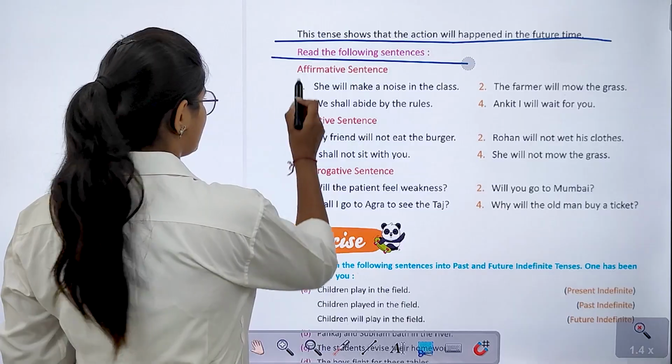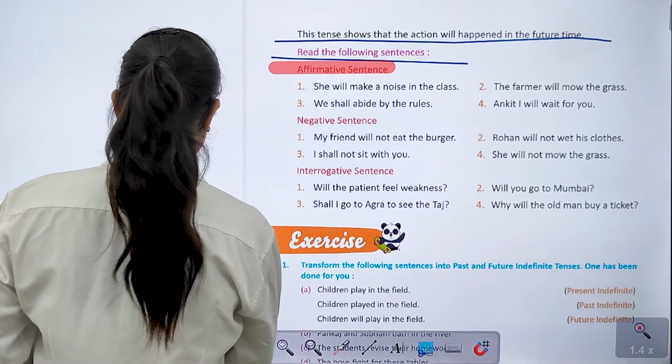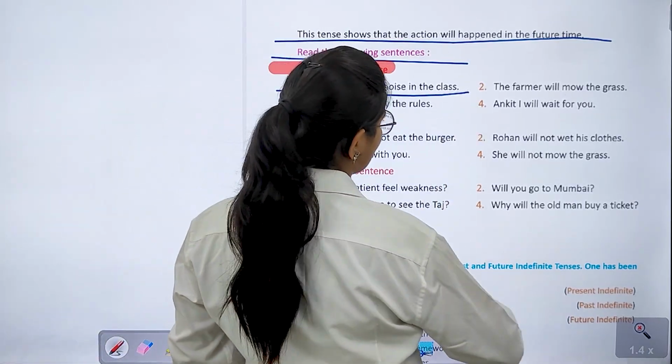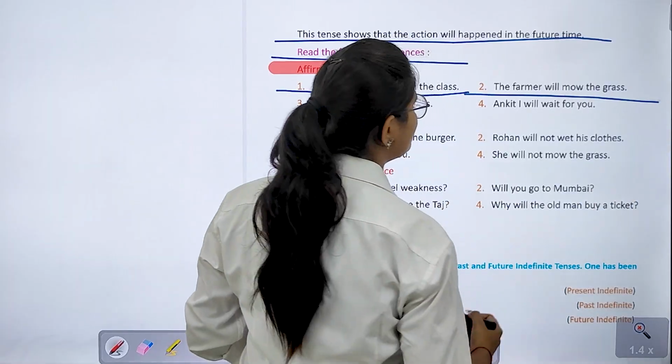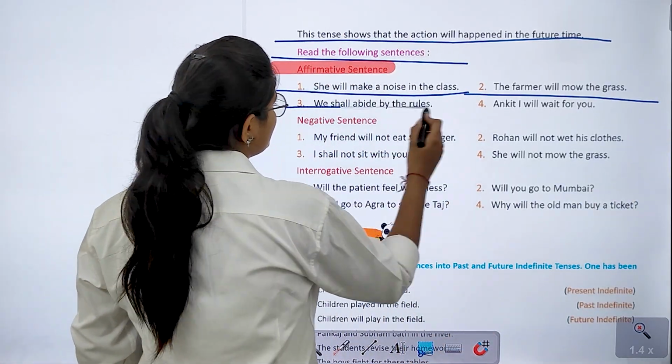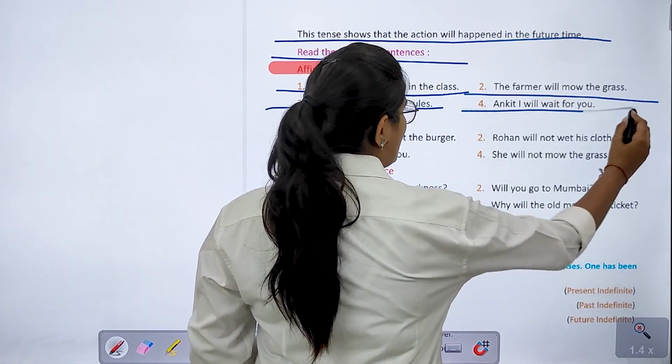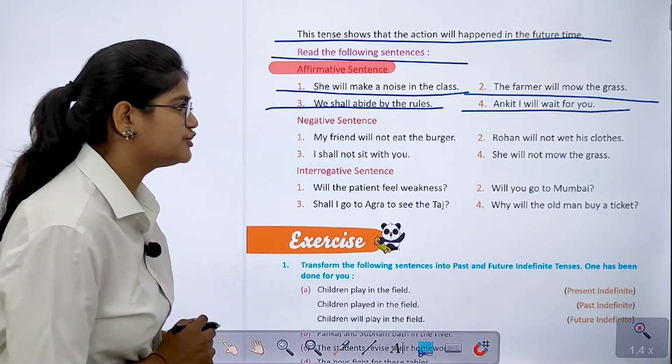So the very first thing is the affirmative sentence which says, she will make a noise in the class. The farmer will mow the grass. We shall abide by the rules. Ankit, I will wait for you.